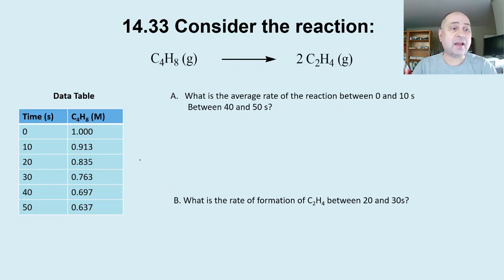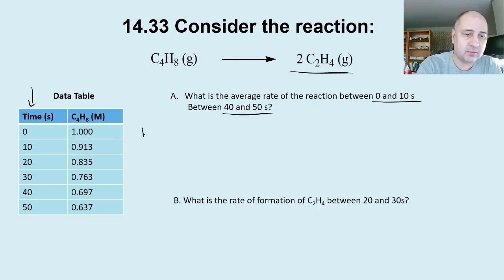Okay, last question. Here we have a data table. We measure the concentration of the reactant C4H8, which is decomposing to form 2 equivalents of C2H4, and so we have time versus concentration, and we can calculate any rate between any of the time intervals. And so it's asking us to do the rate between 0 and 10 seconds and 40 and 50 seconds.